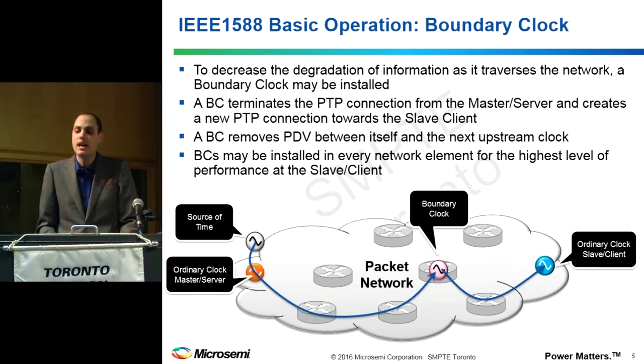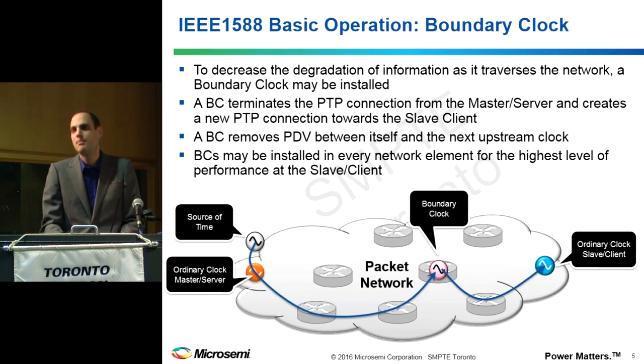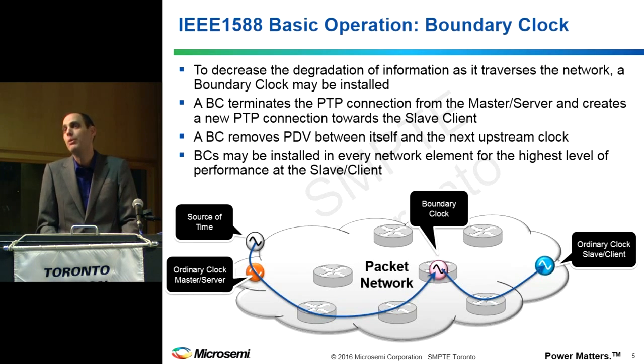If I move to the next slide, the next term I want to introduce is a boundary clock. A boundary clock serves two roles. It serves as a client or a slave to the upstream network, and it operates as a master or a server to the downstream network.